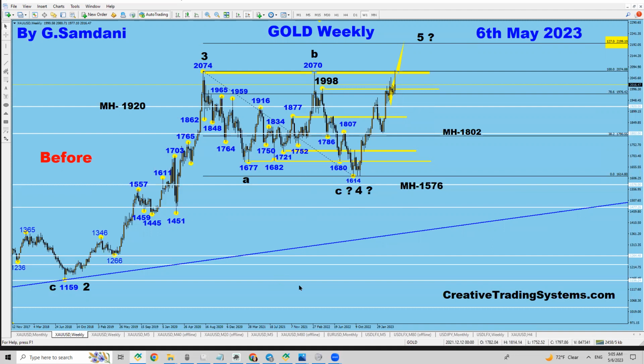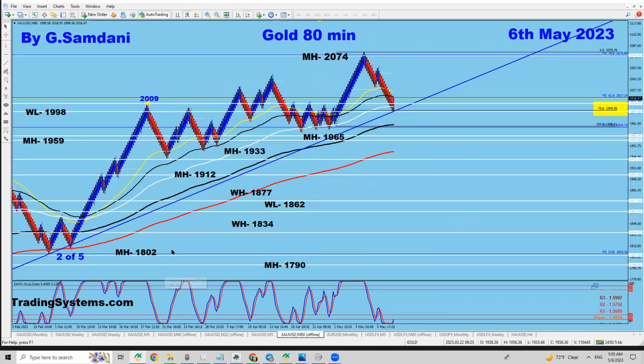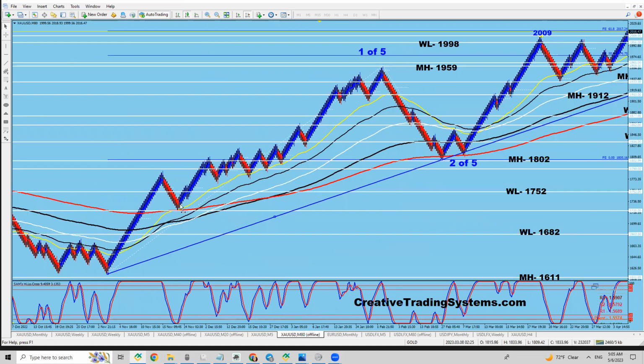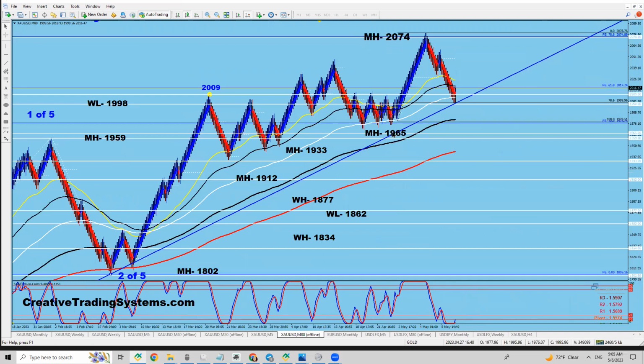But let me show you my 80-minute chart, and you will probably understand. This is my 80-minute chart. You see this rise all the way from there? You pull the trend line here, connecting this low and this dot here. So price went up, came back, testing one more time, going up, little shy here, and then went up all the way to 2074. And guess what? Came back down and hitting this 1998 and the rising trend line.